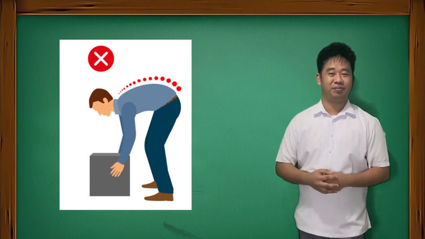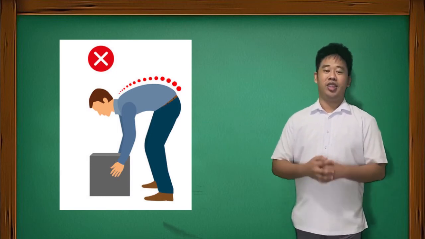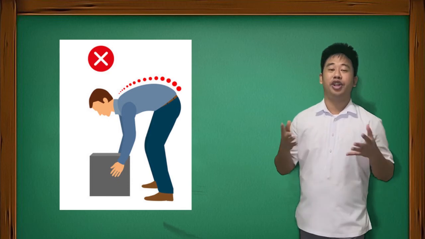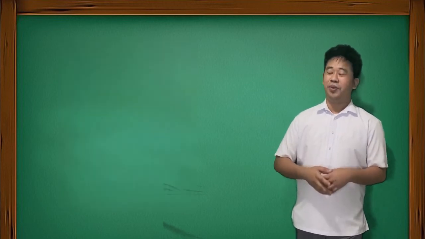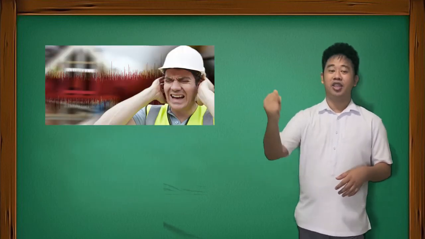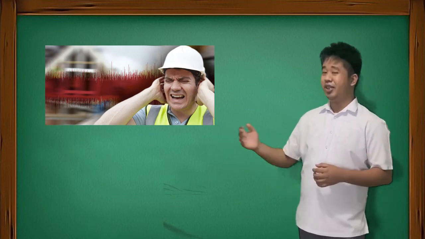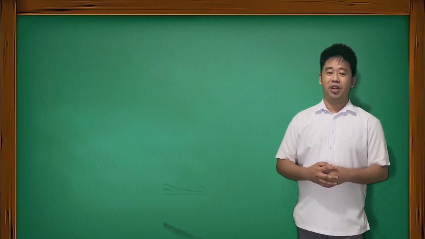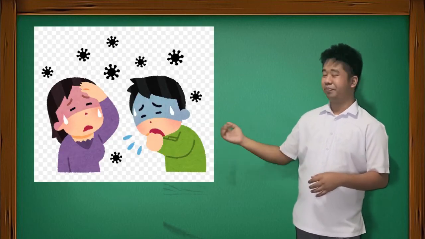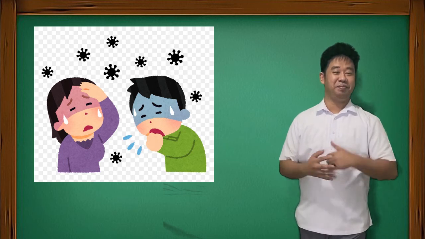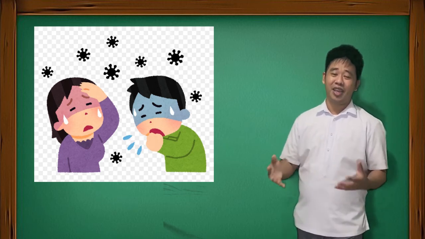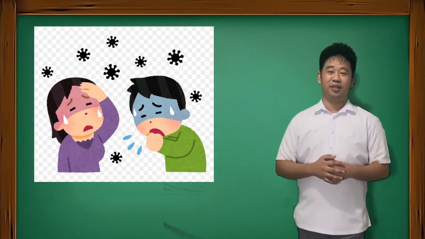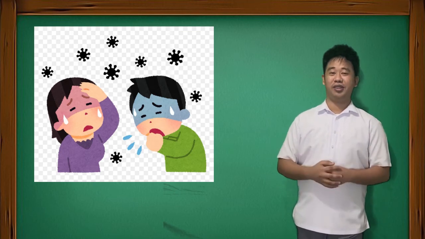Yes, Stephanie? Very good. This one is an example of ergonomic hazard. What about number six? Yes, Justin? Very good. This one is an example of physical hazard. What about number seven? Yes, Jelly? Great! This one is an example of biological hazard.